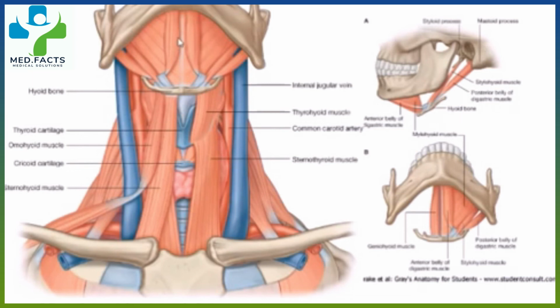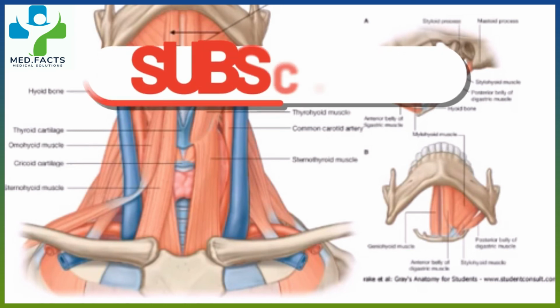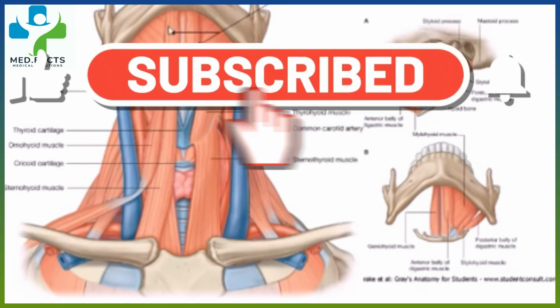Okay, what are the boundaries of this triangle? One is the digastric muscle. Here it has been mistakenly written as posterior belly. It should be the anterior belly. So this is the anterior belly of the digastric. Please correct this one. This is the anterior belly of the digastric here.